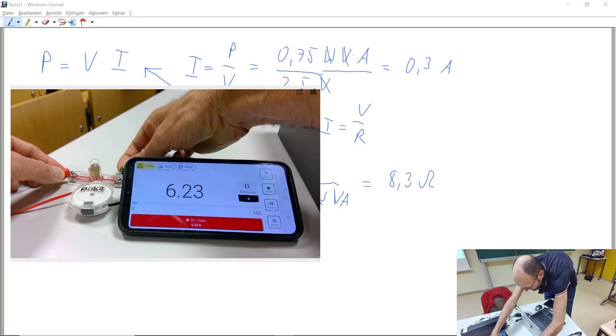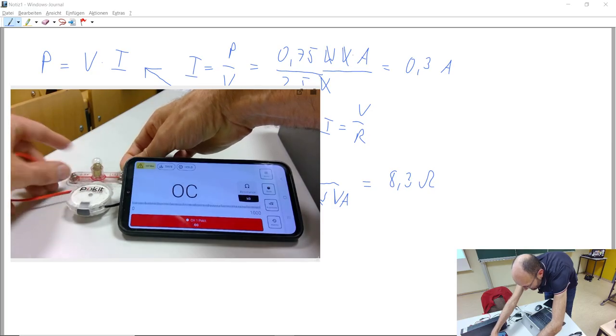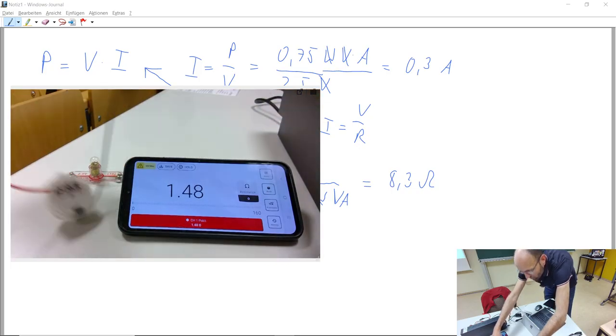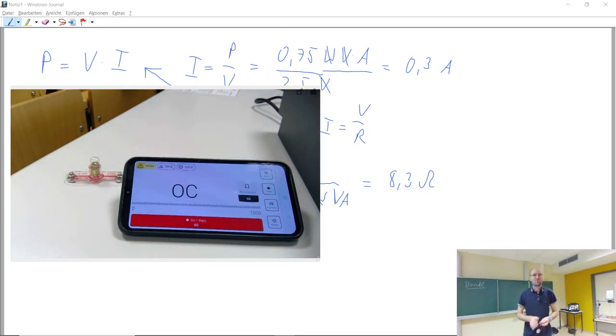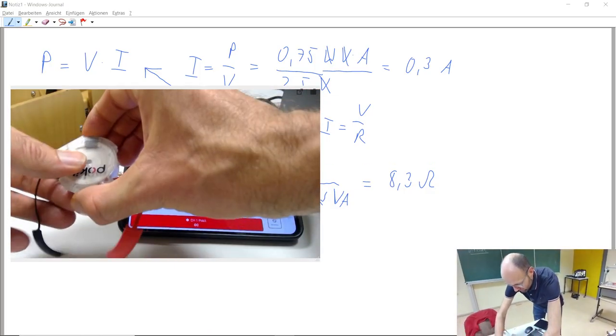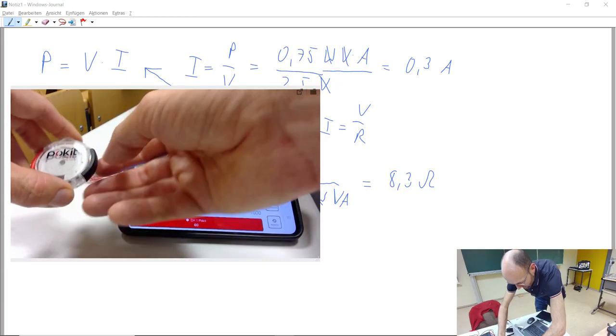Okay, I get not a constant value, and I get much less. As you can see, I get something like less than 2 ohms if it's connected. 1.56 ohms. So much less. Why do I get much less? Because it's not hot. Because it's still in a cold state. And we would need to heat this up to get a proper reading.